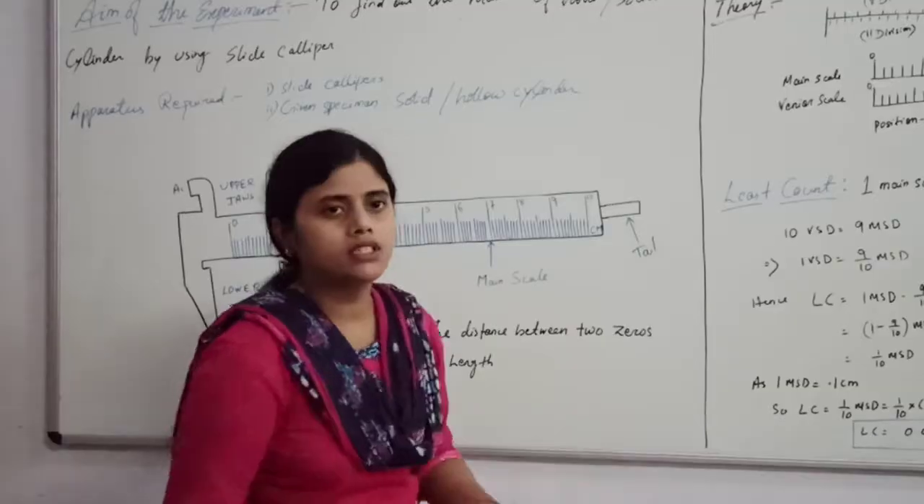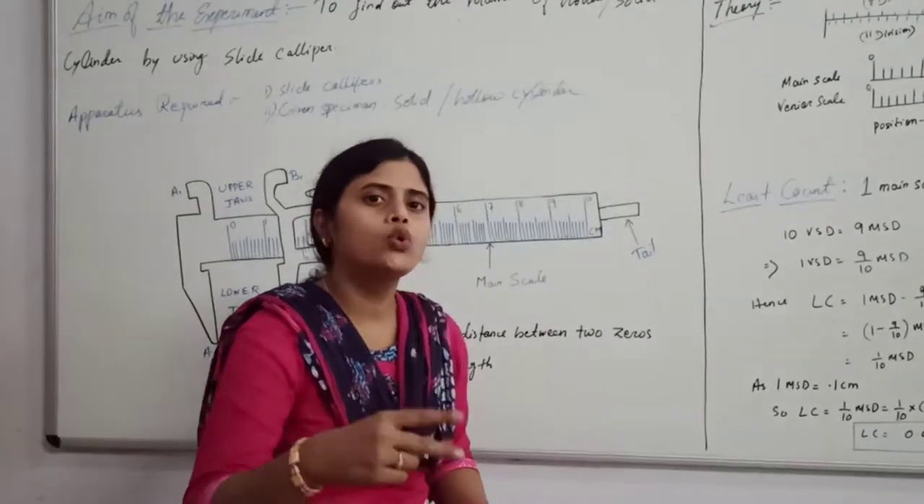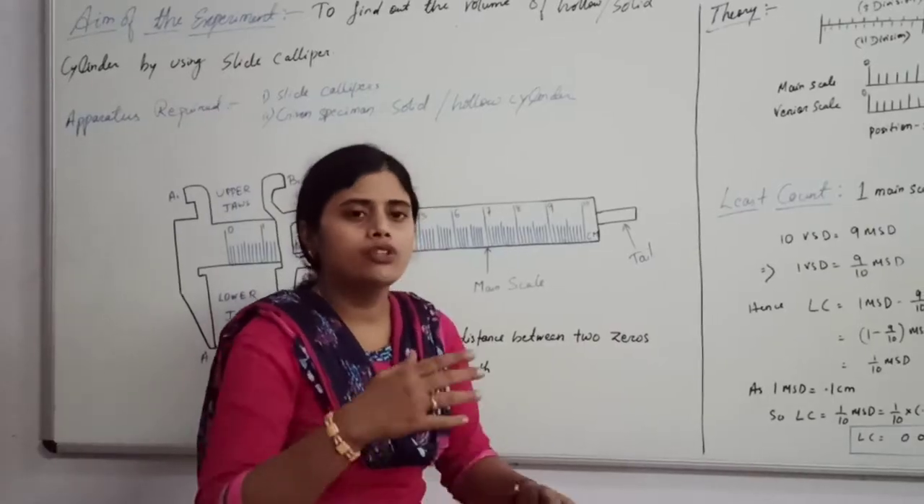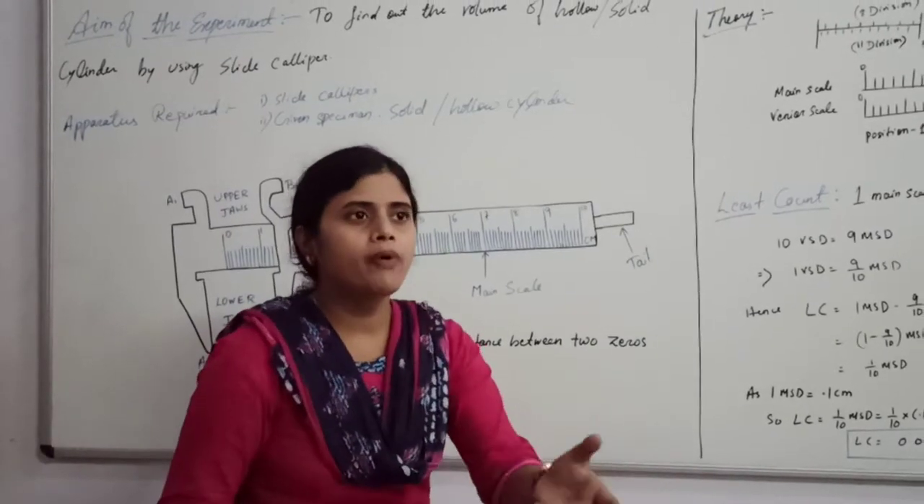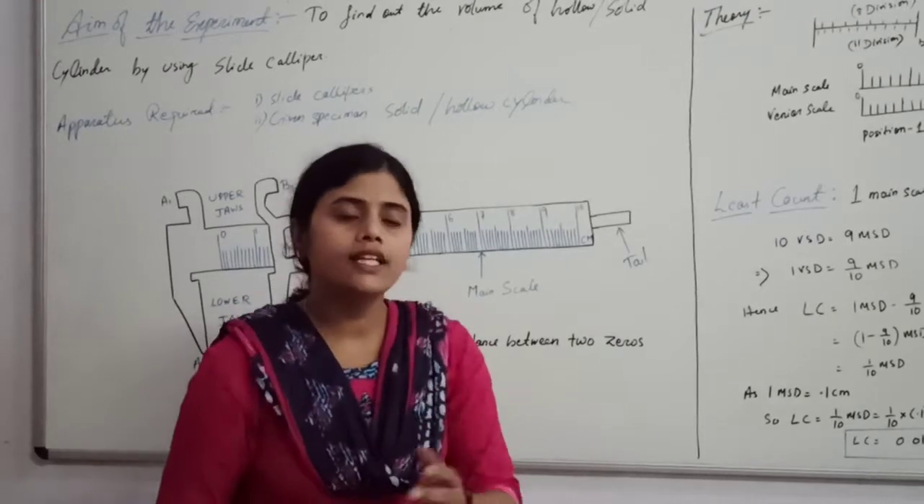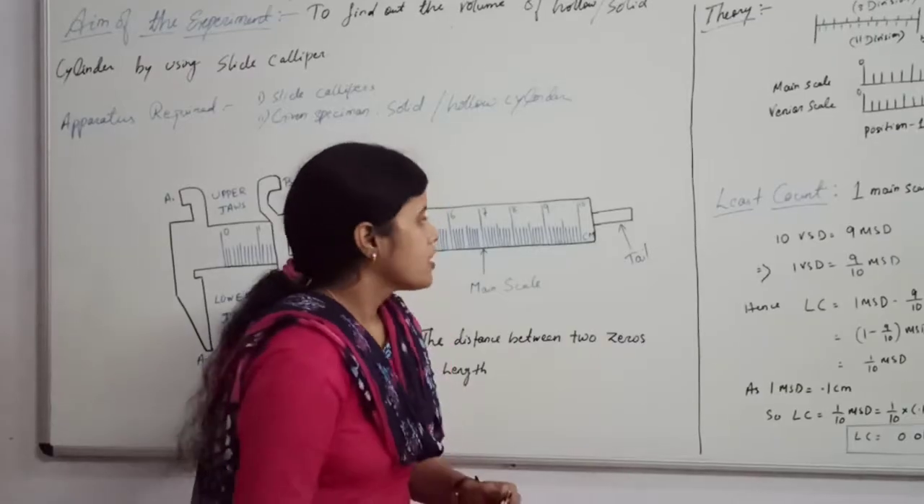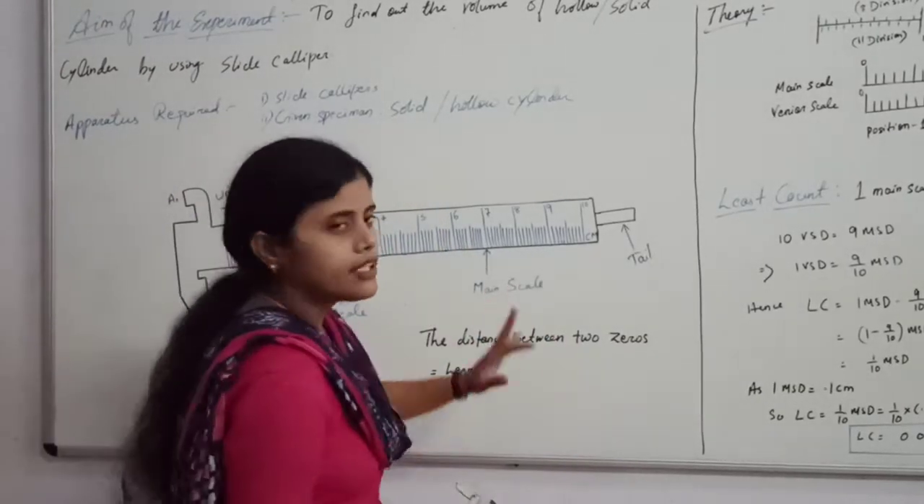So it will give us a reading which is correct up to 2 decimal places. Means you will get a reading like 4.57, 4.77. This means you will get the reading up to 2 decimal places. Okay. So this is the reason why we need this.